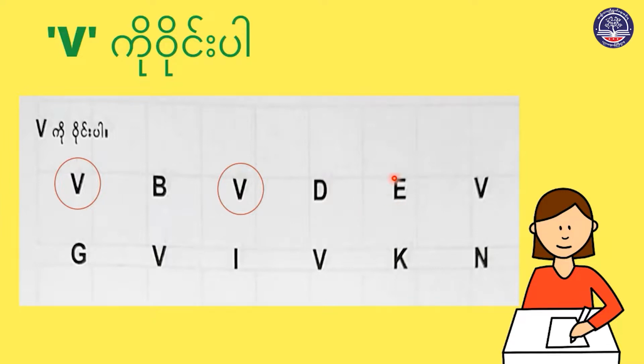How about this one? We have seen this before, right? What letter is this? This is letter E, correct. So this is not letter V, so we will have to skip this one. Let's move on to the next one.